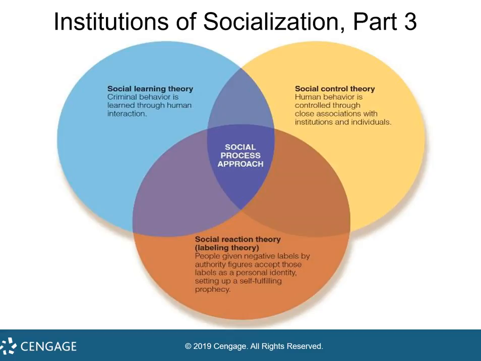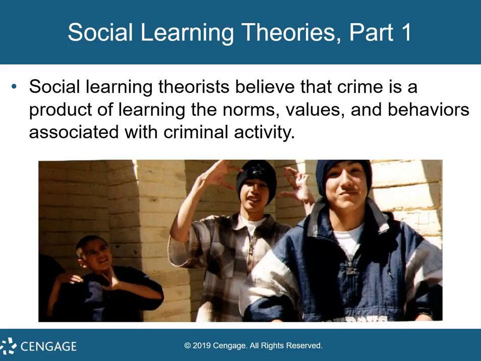And then at the bottom, social reaction, or what's called labeling theory, where people are given negative labels by authority figures, and they accept those labels as what they are. That's their prophecy, if you will. And all of those together have that function of the social process approach. So now let's dive a little deeper into each one of those. We're going to start with social learning theories.